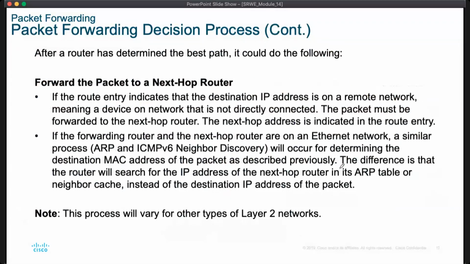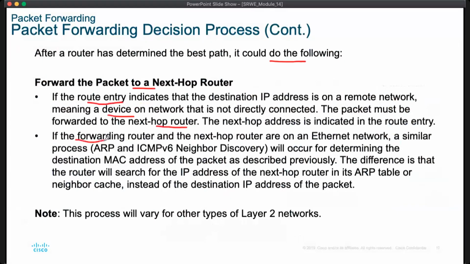After a router has determined the best path, it could also forward the packet to a next hop. If the route entry indicates that the IP address is on a remote network, meaning a device or network that is not directly connected, the packet must be forwarded to the next hop router. The next hop address is indicated in the route entry.